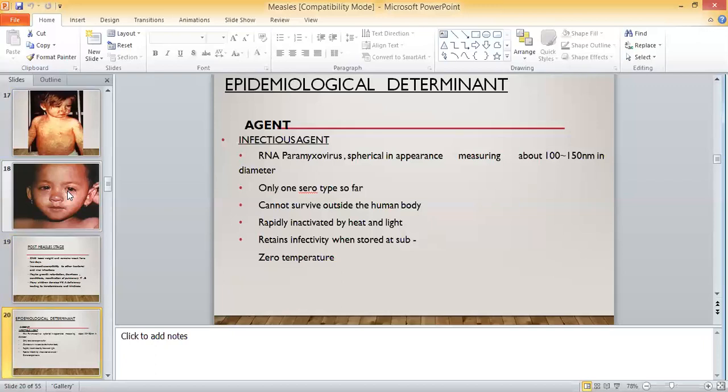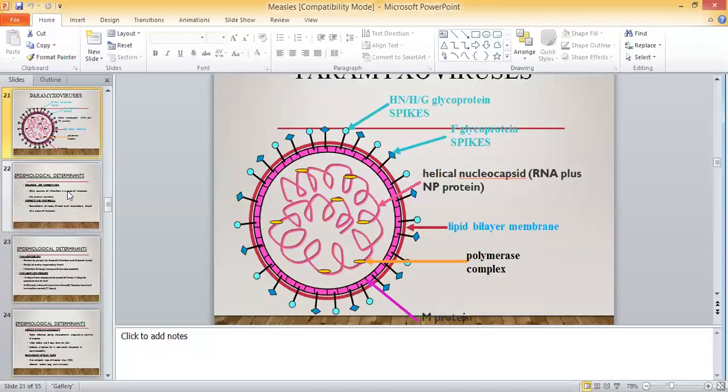It cannot survive outside the human body, so we can easily treat measles if we take prompt and timely action for the control of the disease. It is rapidly inactivated by heat and light, and retains infectivity when stored at sub-zero temperature. So this vaccine is also kept at sub-zero temperature. Here is a picture of the diagram of the measles virus.